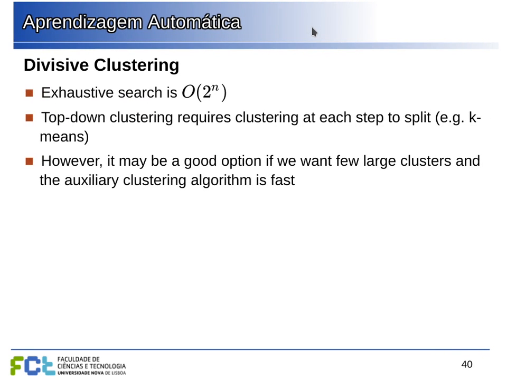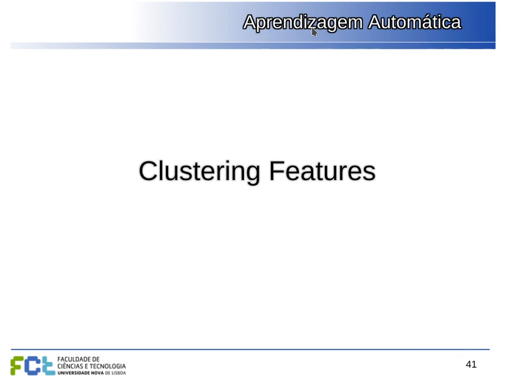So an exhaustive search will be quadratic on the order of examples, and this requires clustering at each step, so you need an additional clustering algorithm. But especially if you want a few large clusters, or if you have a fast clustering algorithm for each step, this can be very efficient, because you can stop after only a few iterations if it's enough for you, or if the auxiliary clustering algorithm is fast, you can quickly iterate through all these levels.